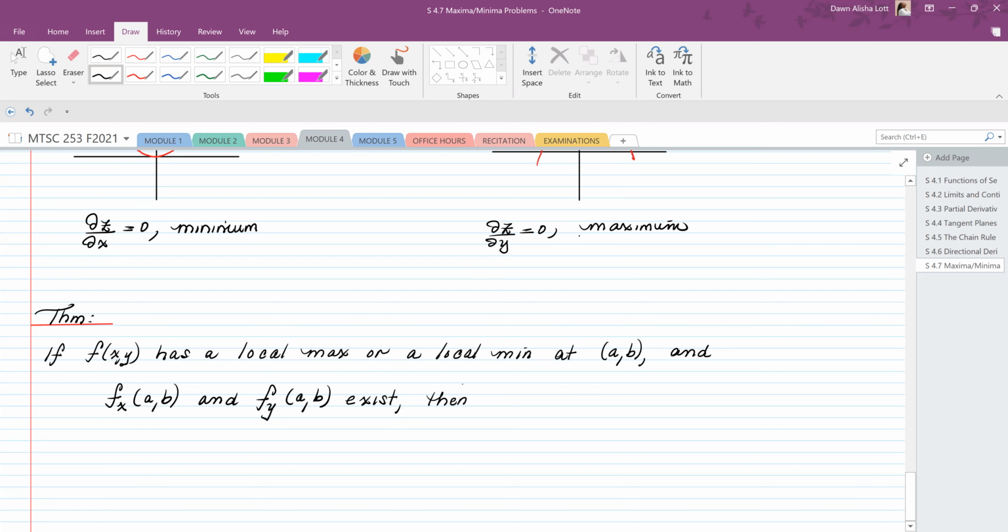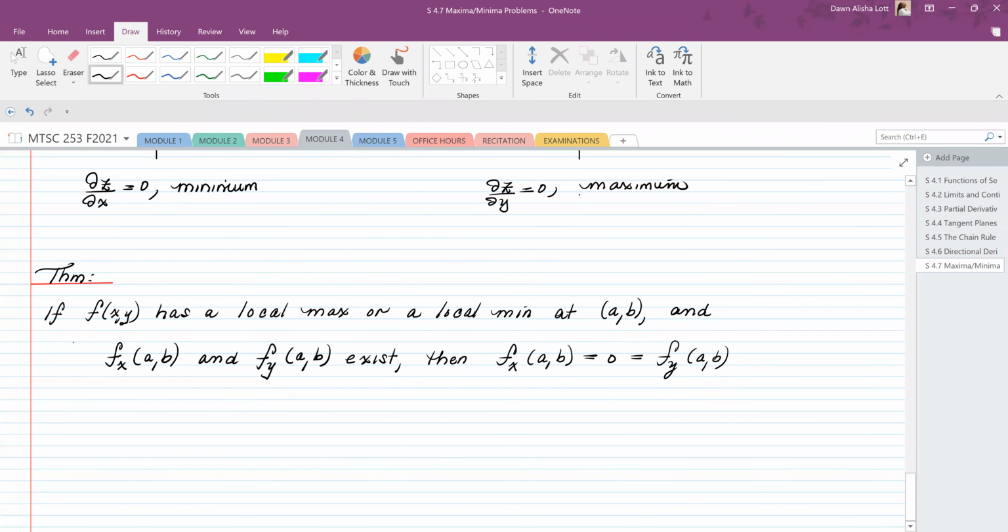then the partials have to be 0. So f sub x at AB has to equal 0, and has to equal f sub y at AB. Now remember, this is just like the theorem from before. Just because the partials equal 0 does not mean it has a max or a min there. This theorem says if it has a max or a min, then the partials have to be 0.